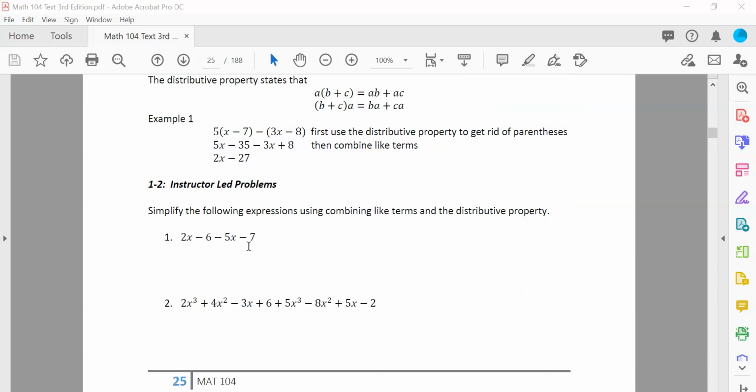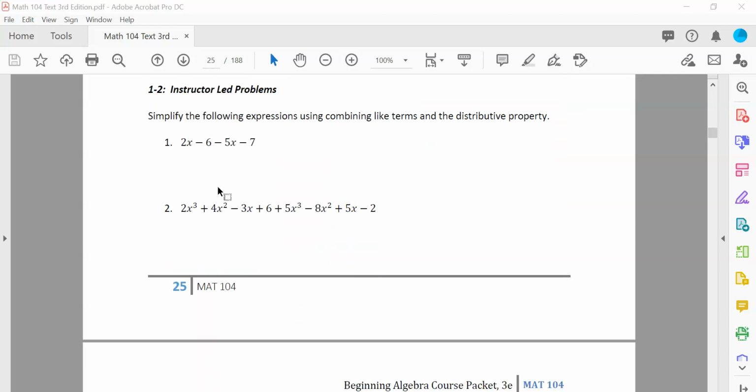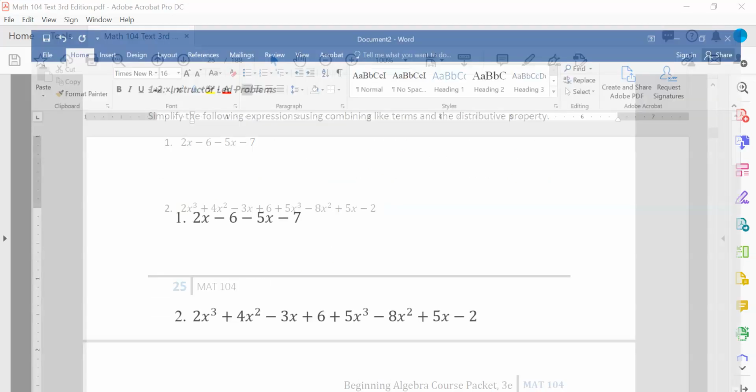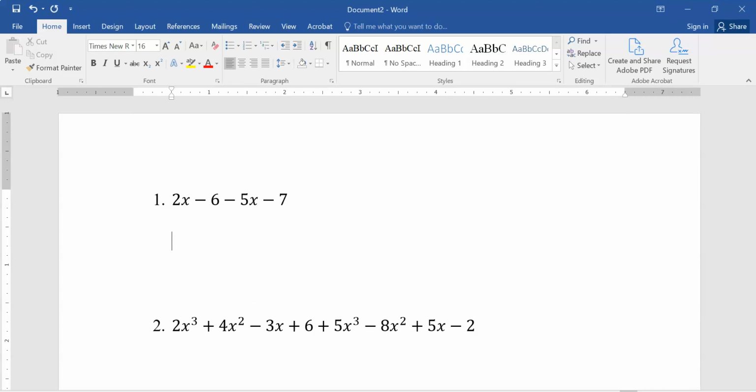Now I'm going to go through the instructor-led problems here in section 1-2. In order to do that, I've already copied and pasted those into a Word document. I always type those in. So let's take this first problem.